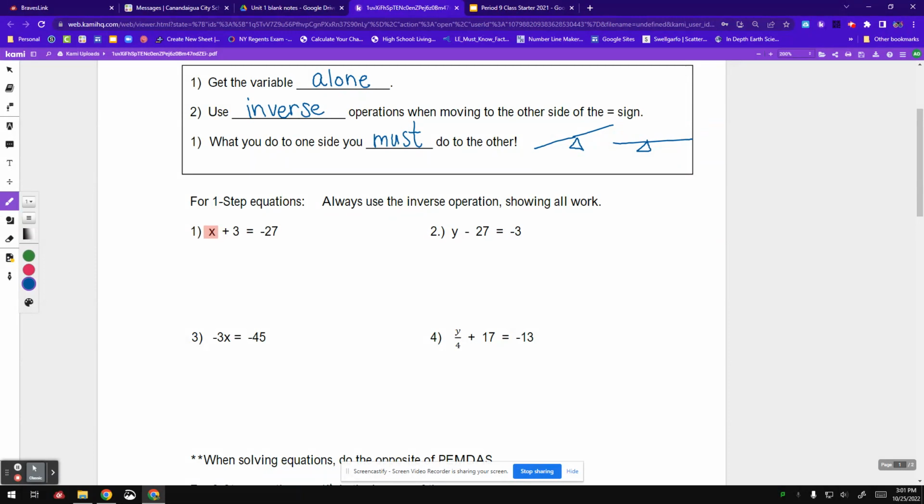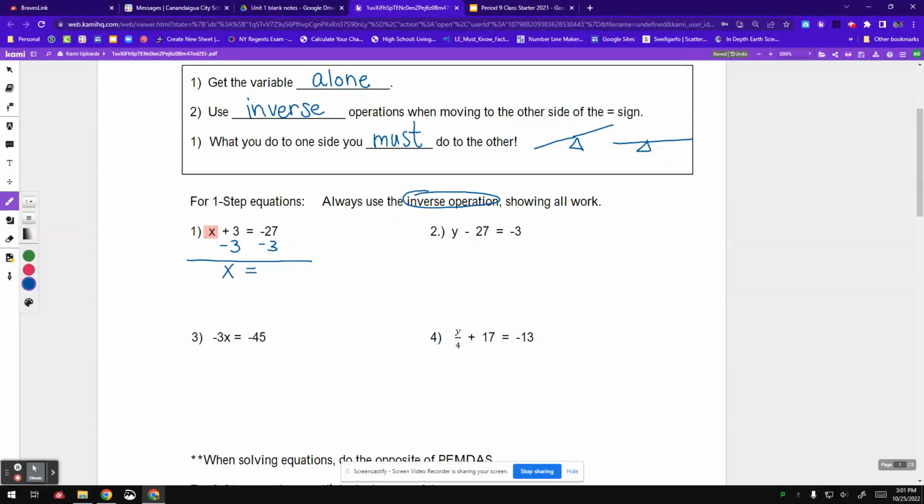That's awkward because it's being added to 3. So the inverse operation of adding 3 is to subtract 3. And whatever you do to one side, you have to do to the other. You have to show it exactly like this. Positive 3 and negative 3 make 0. So the only thing left on the left side of the equal sign is x.